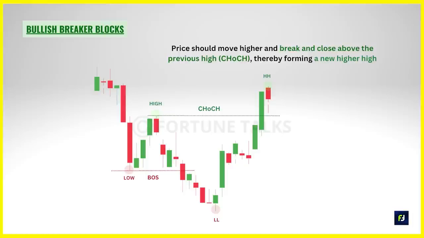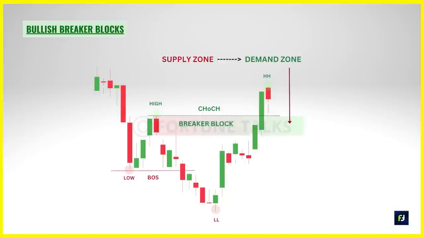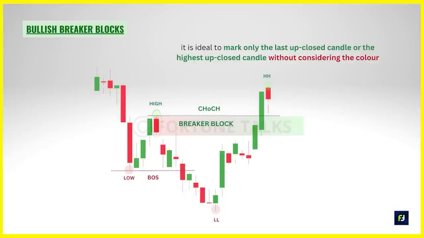When the price breaks out above the previous high, we can mark the last up close candle or the highest up close candle or the group of consecutive up close candles in the swing high. This becomes our bullish breaker block, which acted as a supply zone before, but now it is converted to a demand zone after the structure change. As mentioned before, it is ideal to mark only the last up close candle or the highest up close candle when dealing with a group of candles when drawing the breaker block. The color of the candle doesn't really matter. This will help us with better risk management.